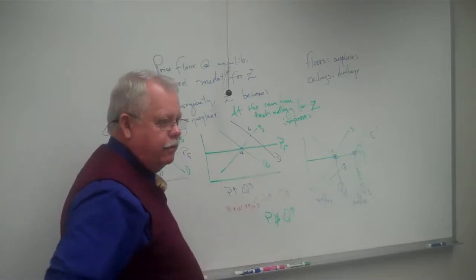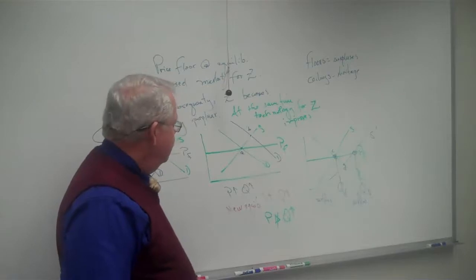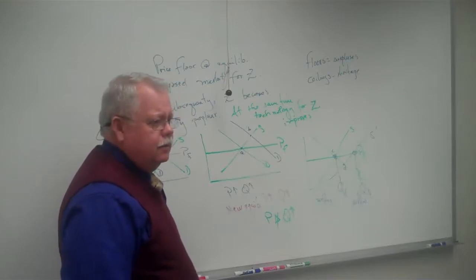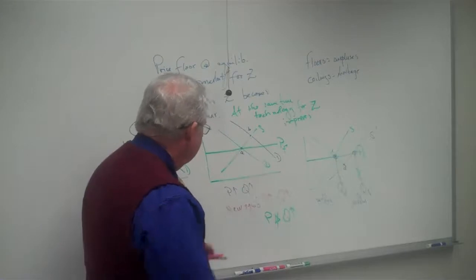Go ahead. I just want to work through it. So the first one, the price floor is at equilibrium, but as it becomes popular, the demand shifts, so price and quantity demanded go up, right? Yep.